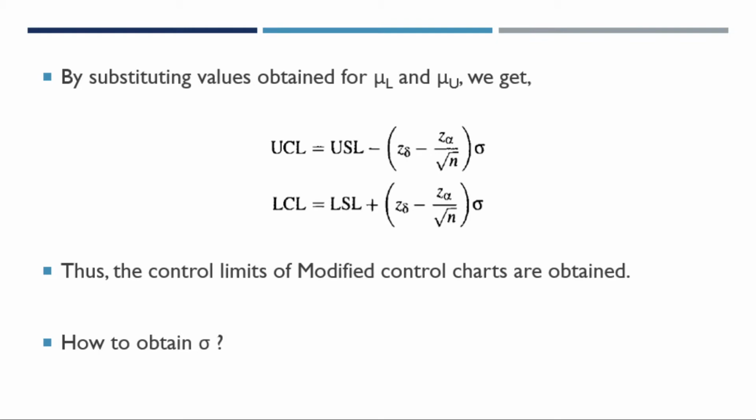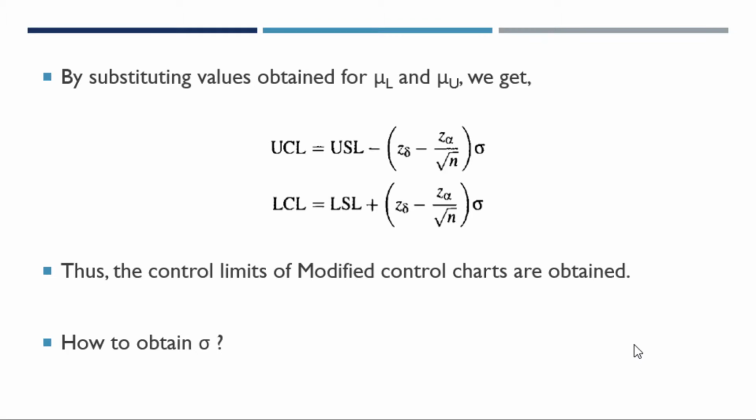Now, by substituting these values, which we obtained earlier, for mu L and mu U into the control limit expressions, we get the upper control limit UCL equal to USL minus Z delta minus Z alpha by root n times sigma, and LCL equal to LSL plus Z delta minus Z alpha by root n times sigma. Thus, we can see that the control limits of the modified control charts are obtained.